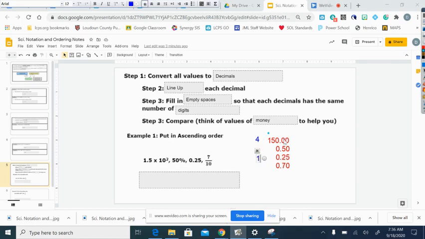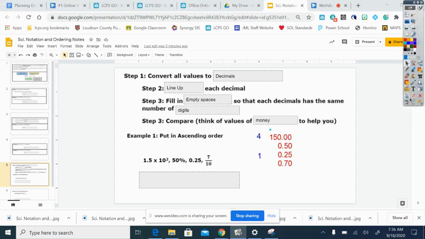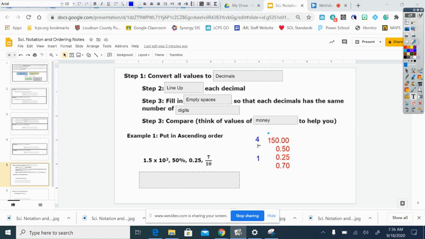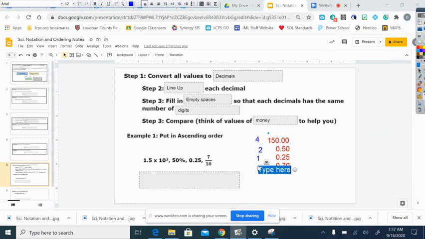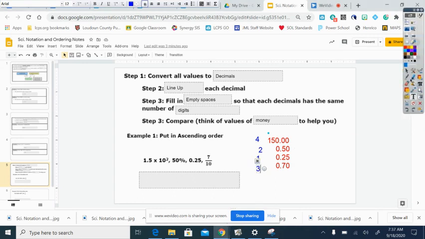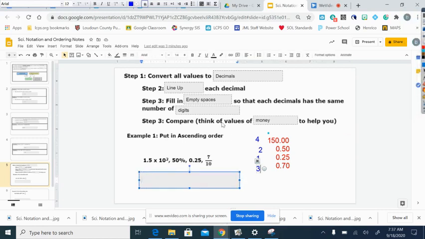If I keep looking at this column, I see a 5 and a 7. Well, I know that 5 is definitely smaller than 7. So I'll add my 5 there. That will be my second. And then finally, my third one would be 0.7. And I already knew that 150 was the biggest, just because that stood out to me right away. And now that you know that, you could go ahead and rewrite your answers down here in the box. So we said the smallest would be 0.25, followed by 50%.